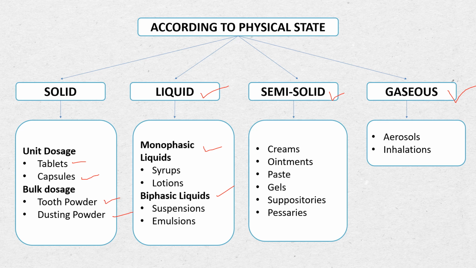Next is semi-solid dosage form. Semi-solid dosage forms are a type of medication that is neither solid nor liquid. They are somewhere in between the two states, which consist of creams, ointments, paste, gels, suppositories and pessaries. Talking about gaseous dosage form, these are packed in a container which gets released upon applying pressure, which consists of aerosols and inhalations.